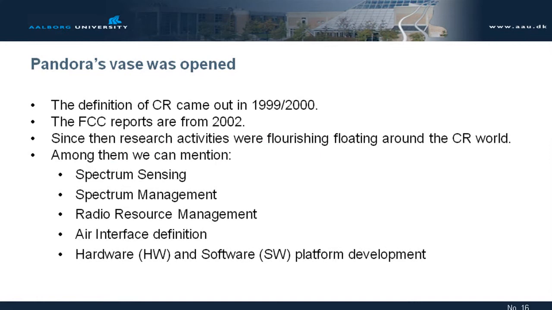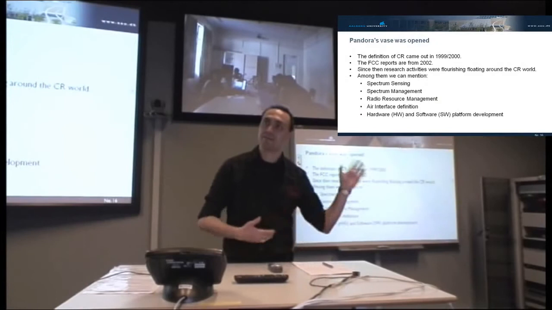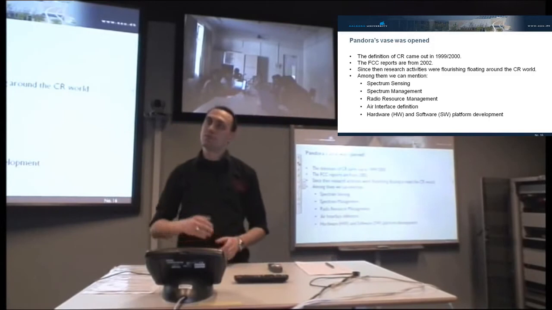So besides, from 2000, once we have this cognitive radio concept that was released by Joseph Mitola, and this spectrum problem finally had a possible solution, we have opened a Pandora's vase, because the name cognitive radio means everything and nothing. More specifically it means that we need to do spectrum sensing, spectrum management, radio resource management, and air interface definition, because what do you want to use? Do you want to use GMSK, the Gaussian modulation? No, we need something smarter, we need probably OFDM, but maybe OFDMA, or something even non-orthogonal. So we still need to define a lot of things. And we need to define also hardware and software.